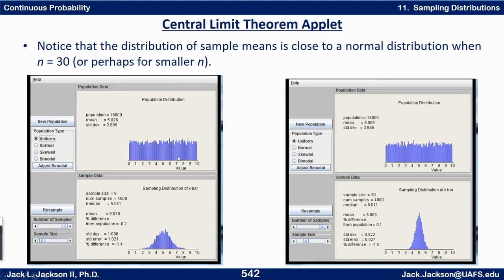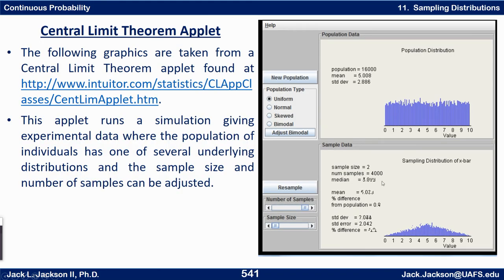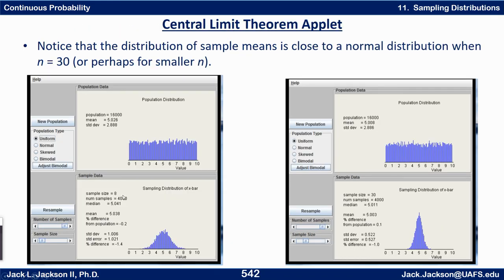Okay, here's some more from a uniform distribution. This last one was samples of size 2. Samples of size 8 are drawn here. It's already looking a lot like a normal distribution. Here we resampled with samples of size 30, and now it looks extremely like a normal distribution.